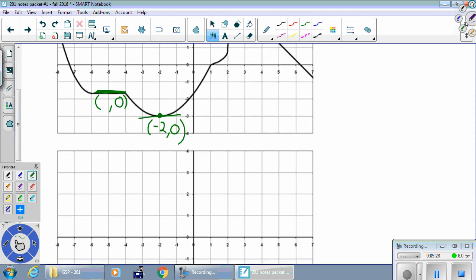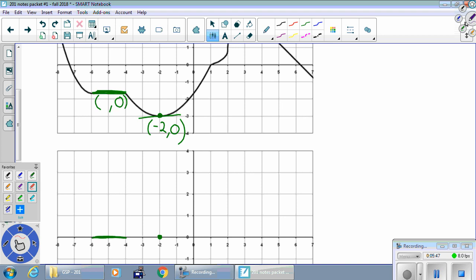So -2, 0, that's right there. And then I've got a whole interval of points, maybe from -6 all the way over to -4. Got this whole family of 0 horizontal tangent lines, 0 slopes.